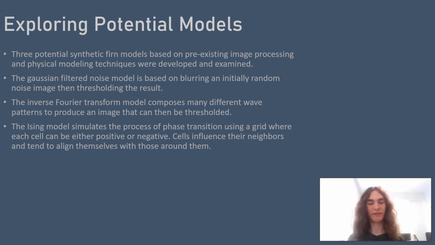The second model is based off the inverse Fourier transform, and the idea of that model is you're taking a random set of different wave patterns and combining them on top of each other in order to generate a kind of random pattern. And the last model that I worked with was the Ising model, which is kind of based on phase transition. So it's made up of a grid with positive and negative cells, and the cells tend to align with their neighbors. So over time, different patches of light and dark form.